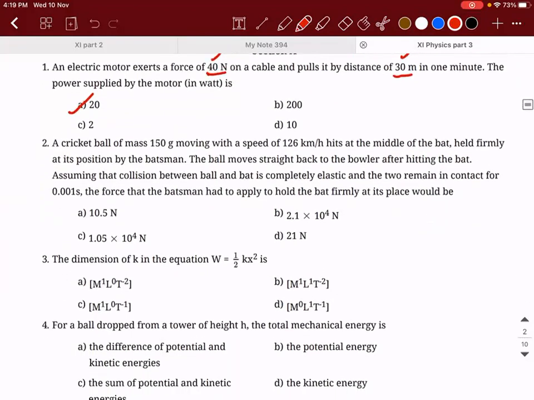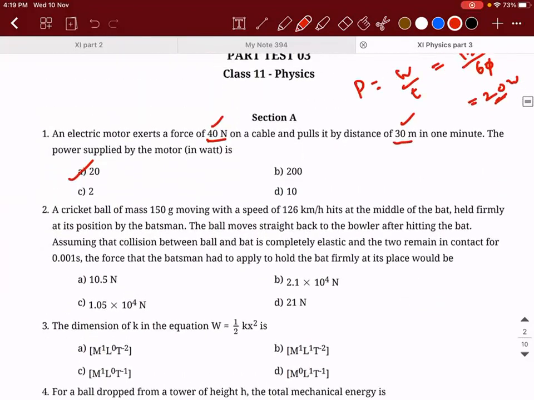Right. Next. There is a cricket ball of mass 150 gram moving with a speed of 126 km per hour. It hits the middle of the bat, held firmly at its position by the batsman. The ball moves straight back to the bowler after hitting the bat, assuming that the collision between the ball and the bat is completely elastic and the two remain in contact for 0.001 seconds. The force that the batsman had to apply to hold the bat firmly at its base would be. What is that?